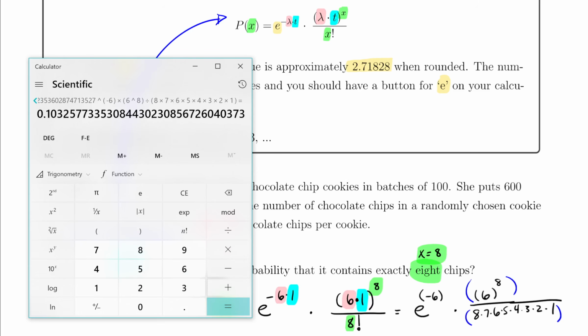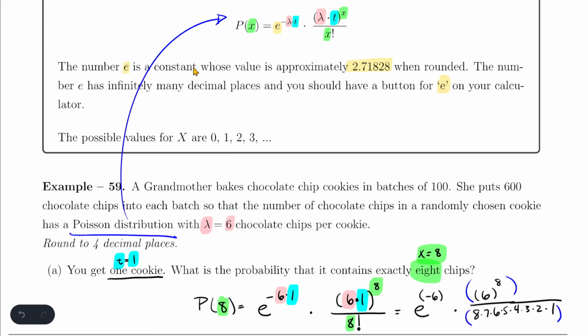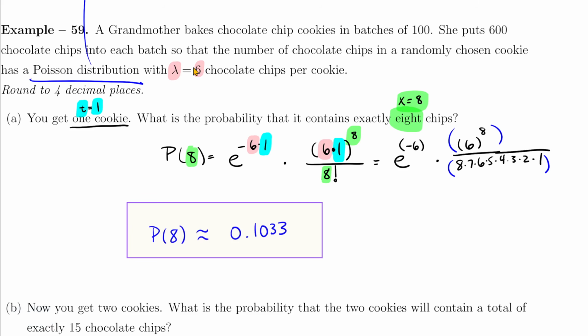And when we calculate that, we get exactly this value. They said round to 4 decimal places. We look, 2 is the 4th, past it is a 5, that means we round up. This should round to a probability of 0.1033. So that's our first example working with this formula. Let's look at part B.